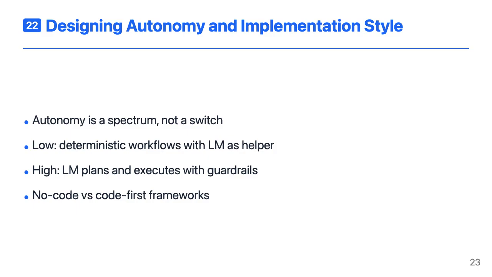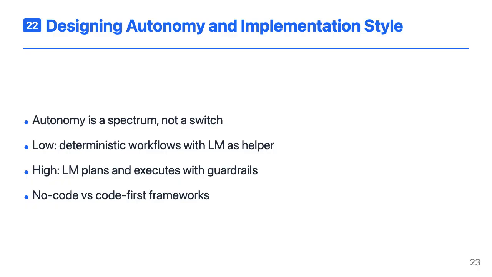One of your first orchestration decisions is how autonomous the agent should be. On one end of the spectrum, you have deterministic workflows that occasionally call a language model for a specific task, like classification or summarization. On the other end, you let the model plan and execute multi-step workflows with only high-level guidance. You also need to choose your implementation style.